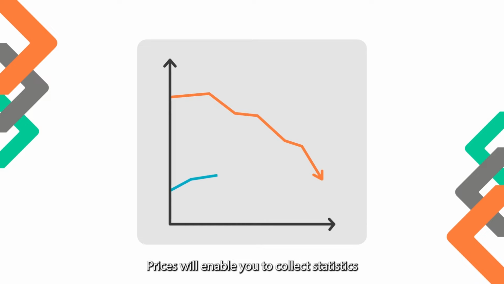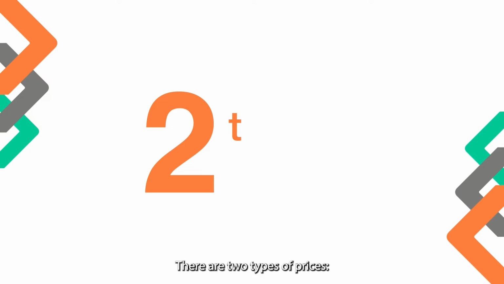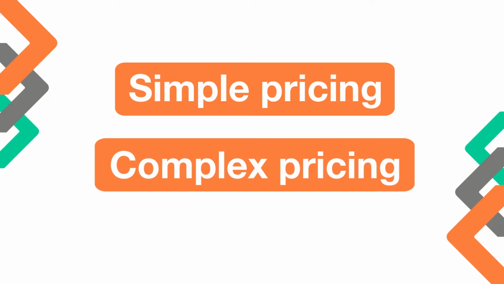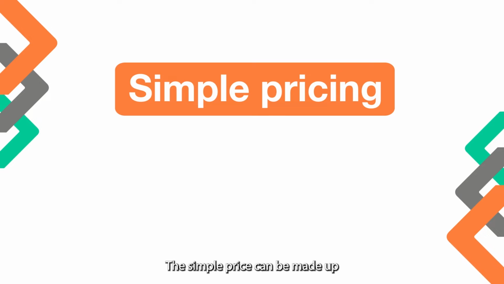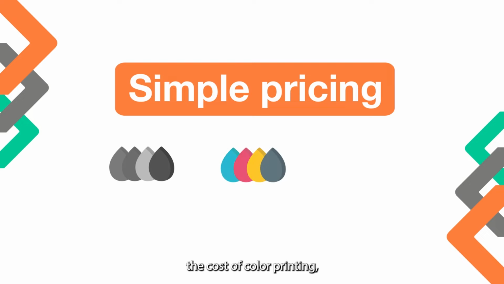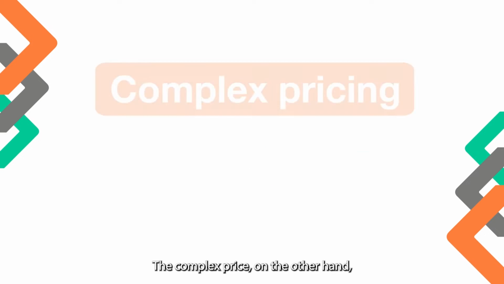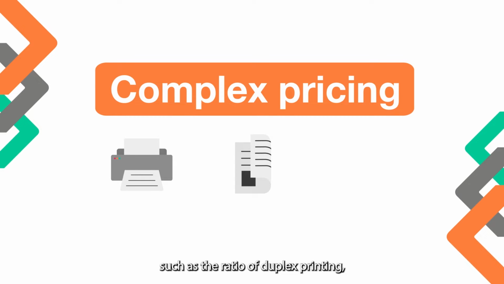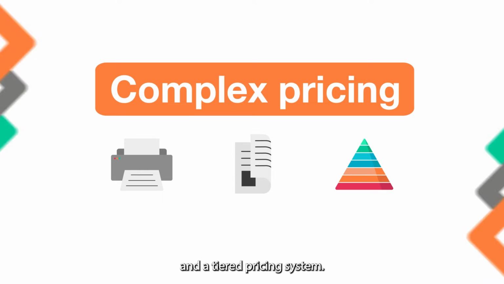Prices will enable you to collect statistics on your printing costs and savings. There are two types of prices: simple and complex. The simple price can be made up of the cost of the monochrome printing, the cost of colour printing, and the cost of paper. The complex price, on the other hand, is made up of the basic cost, the type of media, such as the ratio of duplex printing, and a tiered pricing system.